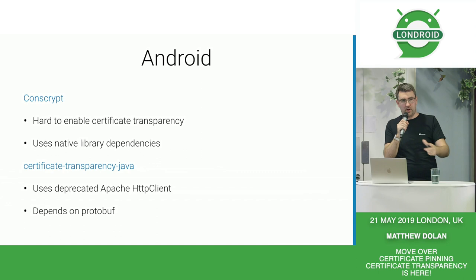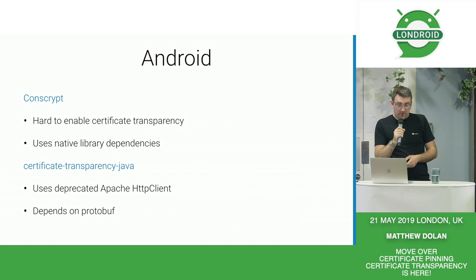But it's hard to obviously know at the moment where that's going to actually lead. And there's also the Certificate Transparency Java project, which, being a Java project, uses Apache HTTP client, because we love that as well. It also depends on things like protobuf, even though it doesn't actually use it. So we thought we could do better, and it's why today we've open sourced our own Certificate Transparency Android library.